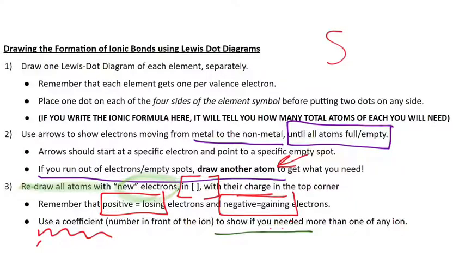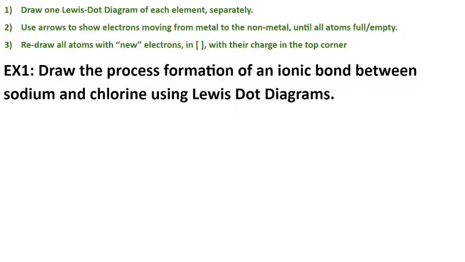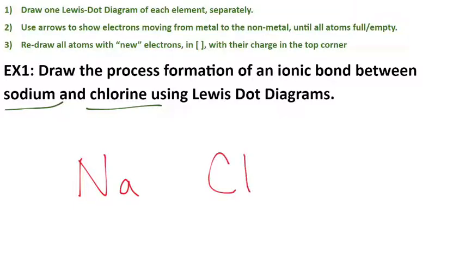So let's go ahead and see some examples of this, because I think it makes a lot more sense once you see it happening. So this first one is going to be pretty simple, but it is going to at least get you understanding what I want you to do with each of these steps. So in this first example, it asks us to draw the process of formation of an ionic bond between sodium and chlorine. So we're going to start by drawing a Lewis dot diagram for sodium and for chlorine.